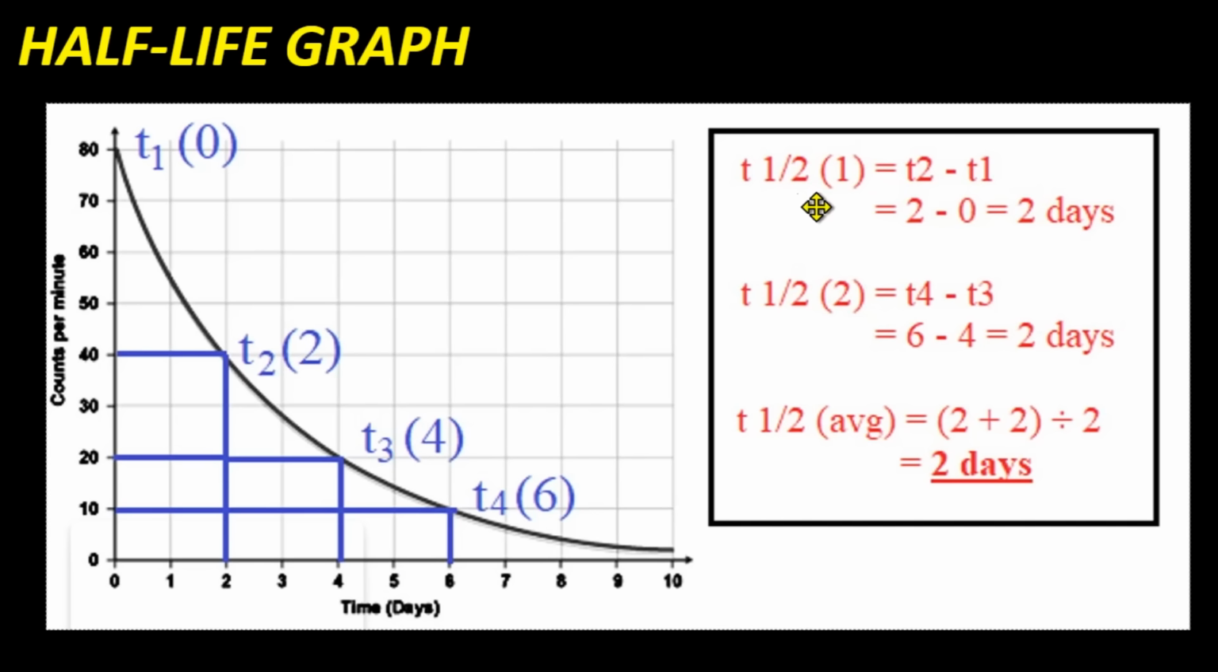So our first half-life will be T2 minus T1, which is 2 minus 0, which is 2 days. Our second half-life is going to be T4 minus T3, which is 6 minus 4, which is 2 days. So typically what you'll get is these two numbers ending up slightly different, and you'll find the average between the two. In this case, we have the same thing, but if you have them different, you find the average. So for example, if this was 3 days and this was 2 days, you say 3 plus 2 is 5, divided by 2 is 2.5.